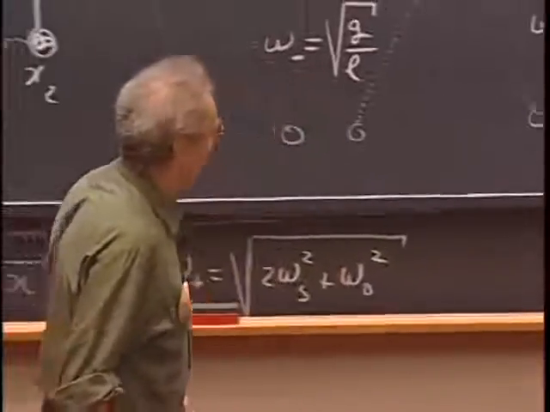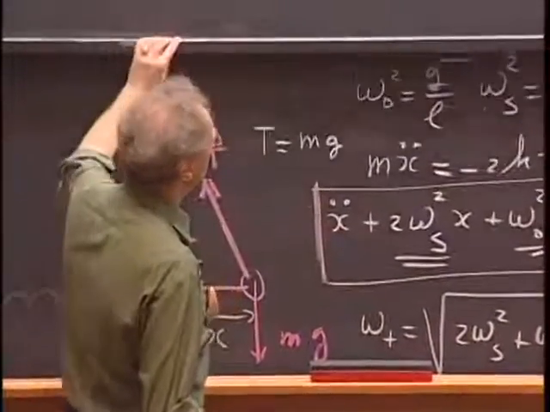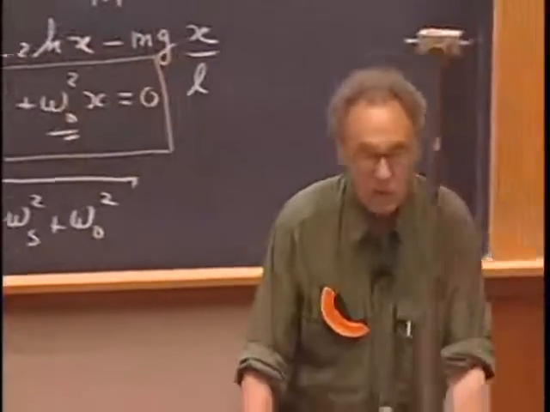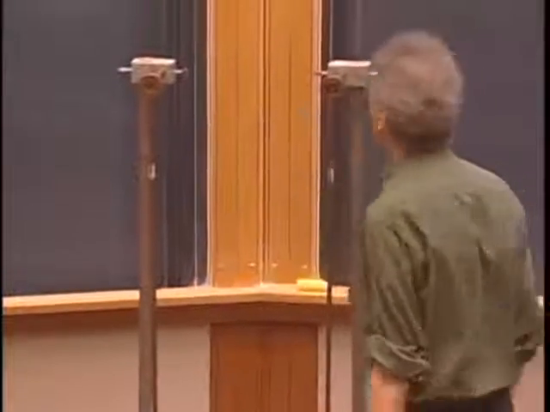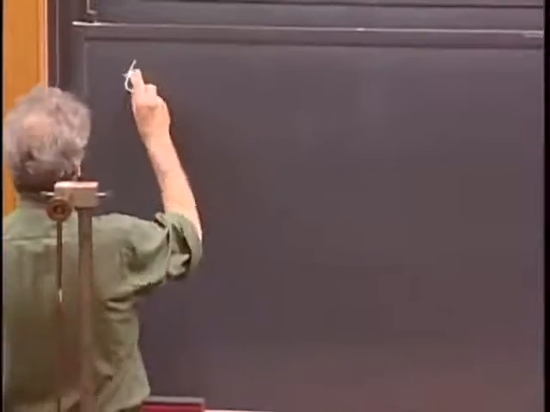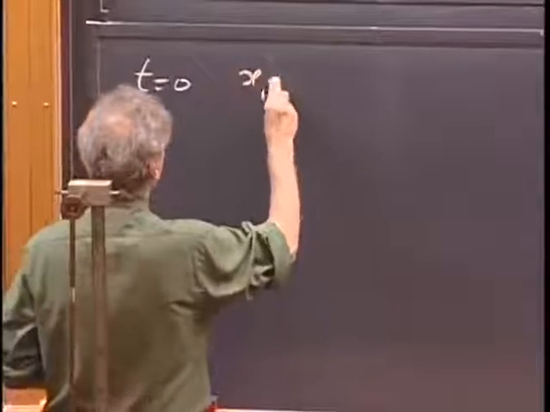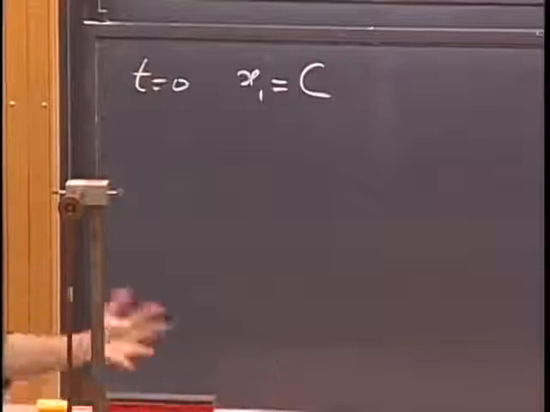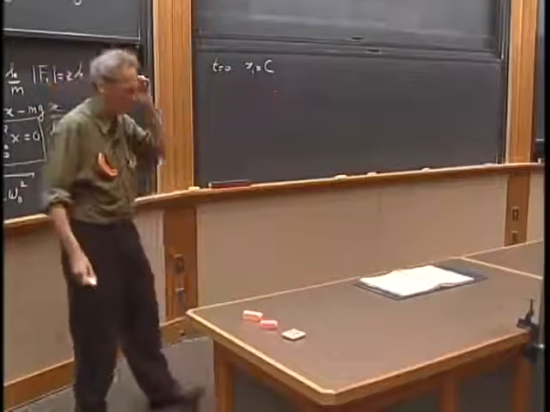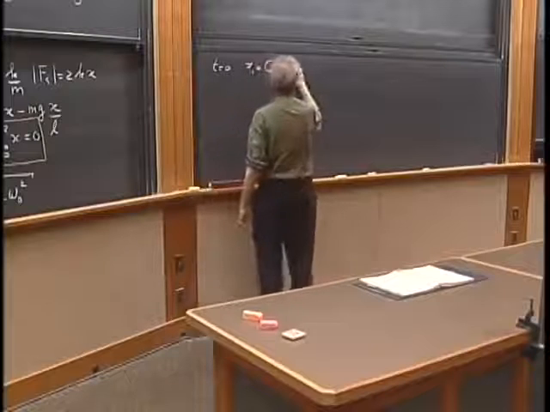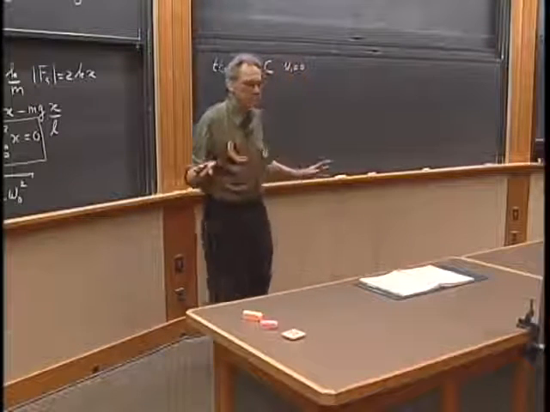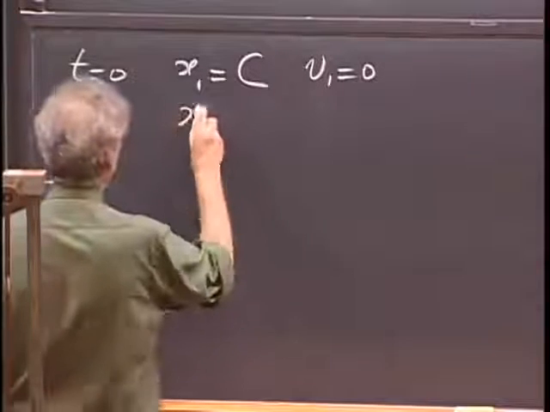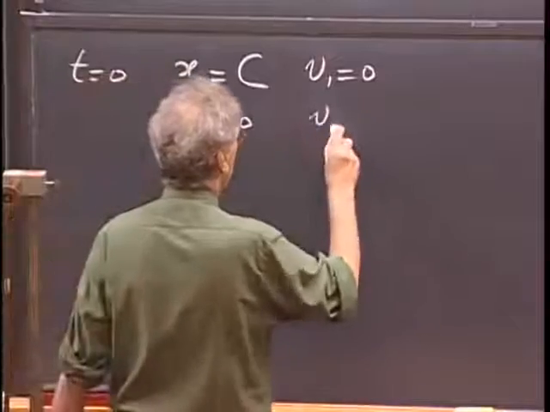Suppose now I start this system off in some way at time t equals 0, which I can choose, and I choose the following. At t equals 0, I make x1 c, just some number c that we can choose. 3 centimeters, whatever you want to choose. But I make v1 0. So as I release it, no speed. And suppose I make x2 0, and I make v2 0.